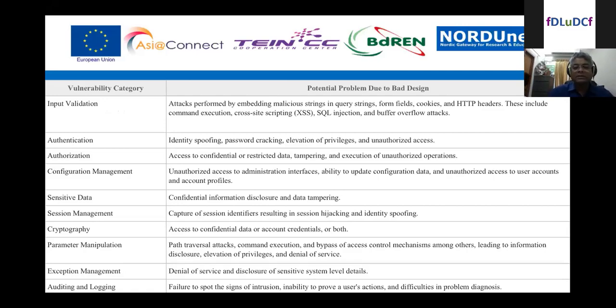Vulnerability categories and potential problems due to bad design. So we have 10 categories. Number one is input validation. And what are the potential problems? The attacker performs attacks by embedding malicious strings in query strings, form fields, cookies and HTTP headers. So these are the potential problems for input validation.